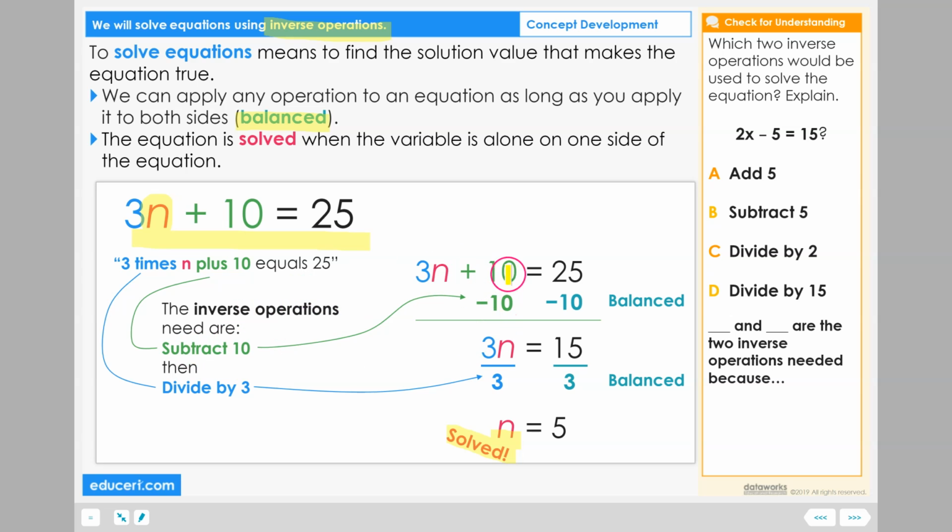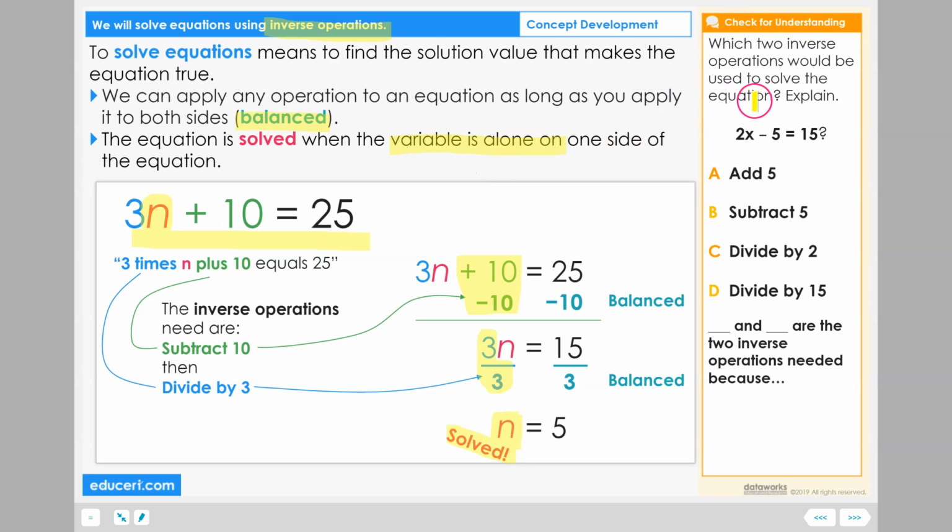You can see here that the first inverse operation was to subtract 10 to make this become 0. And after we subtracted 10, we divided by 3 to turn this into 1. And we know that 1n is just n, and our variable is now alone on one side.